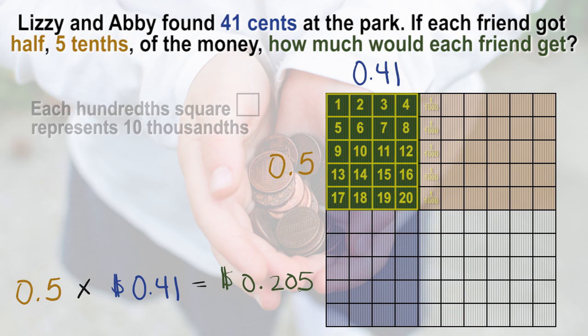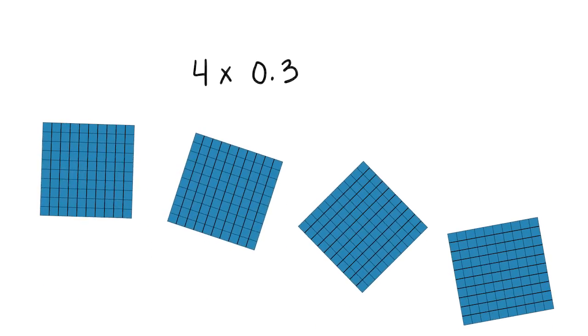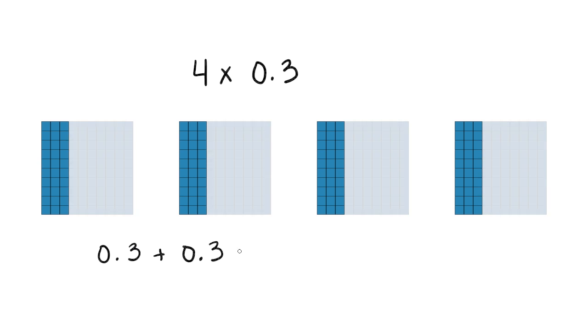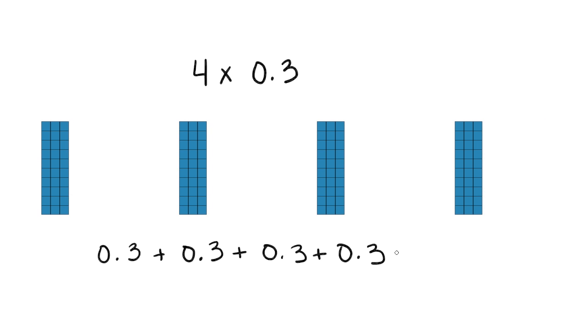Now let's relate decimal multiplication to place value. Let's start with the expression 4 times 3/10ths. Thanks to the commutative property of multiplication, this can also be thought of as 3/10ths of 4 wholes. Start with 4 wholes or blocks. Take 3/10ths of each whole. The product is 12/10ths, or 1 whole and 2/10ths.